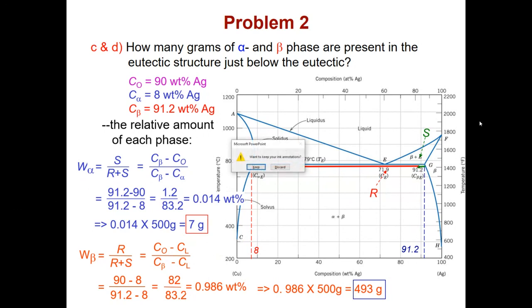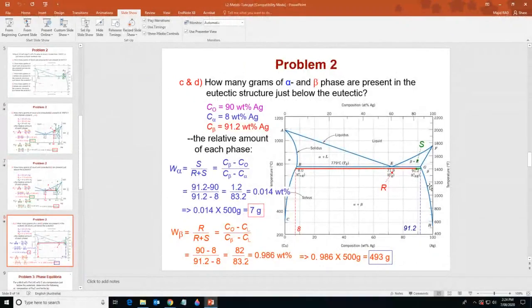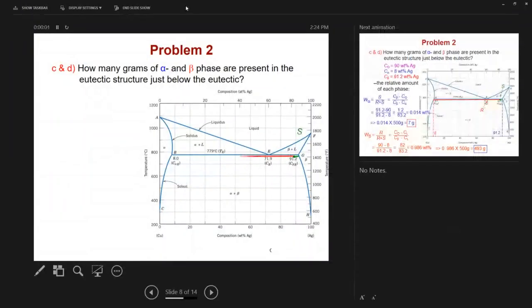Okay. Are there any questions? Okay. If there are no more questions, then we will continue with the presentation, with the tute session, and go to the next problem.